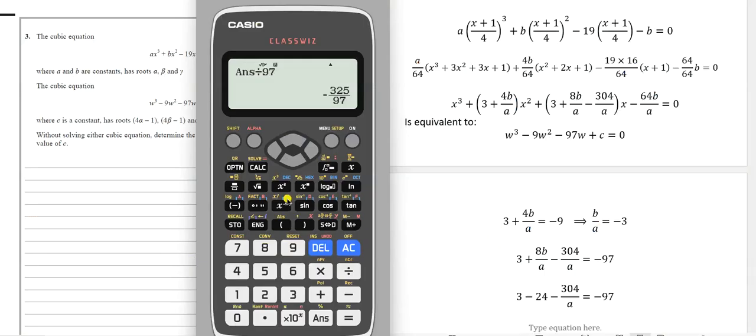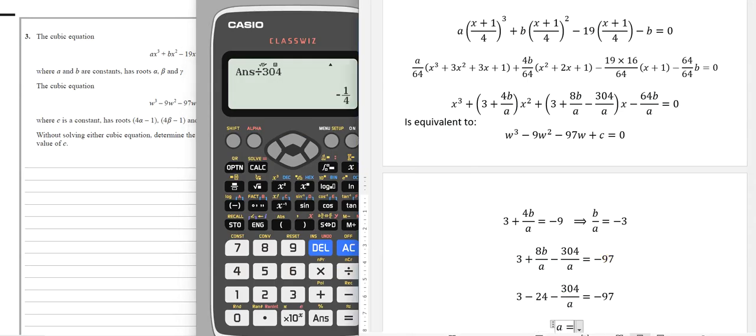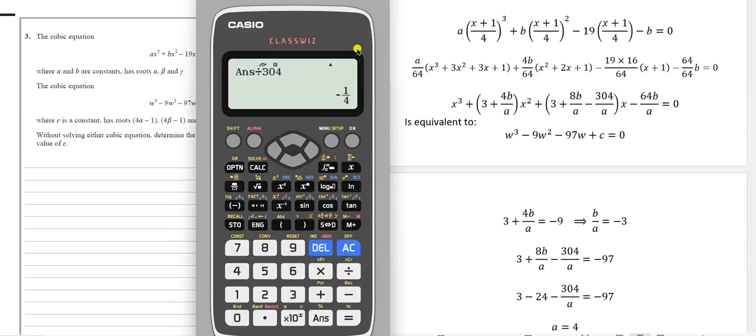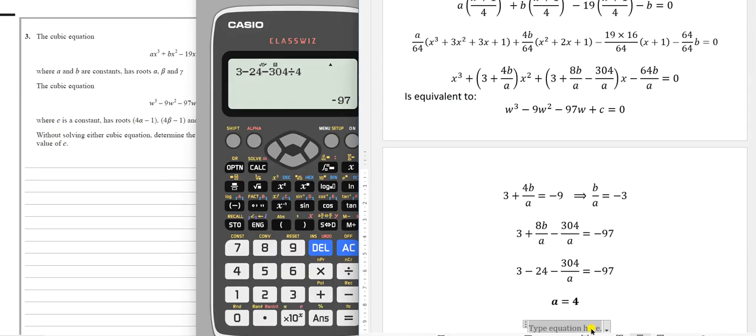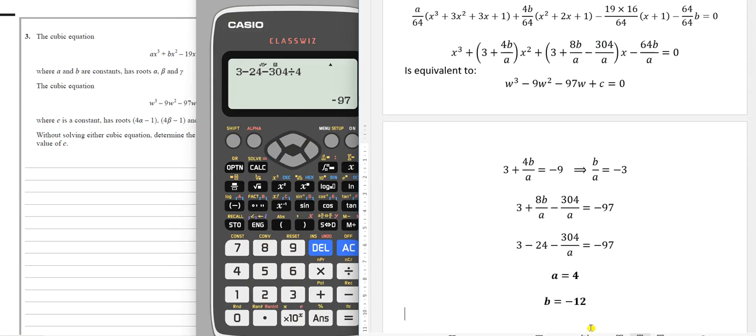So back to the trusty calculator. Minus 97 plus 24 minus 3, and then I want to divide that by 304, deal with the minus sign. I think that means a is 4. Let me double check that that actually works, because I did a lot of messing around and rearranging without writing things down. 3 minus 24 minus 304 over 4 minus 97. That's nice. So now I've got a, and it's a nice-ish number. I now know that b is minus 12, because b over a was minus 3.